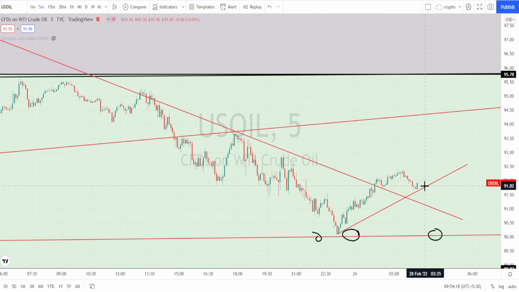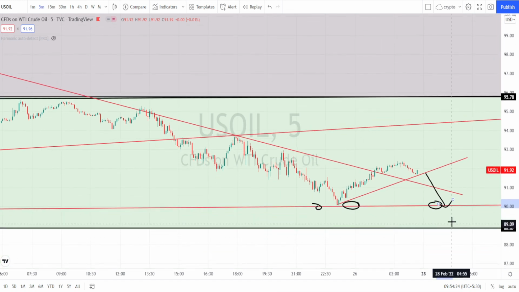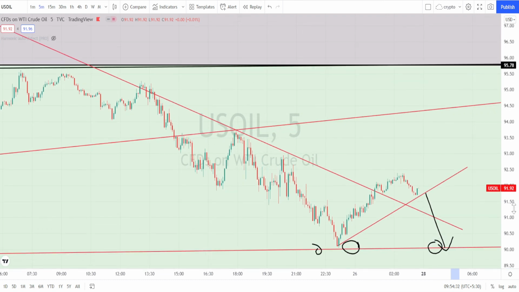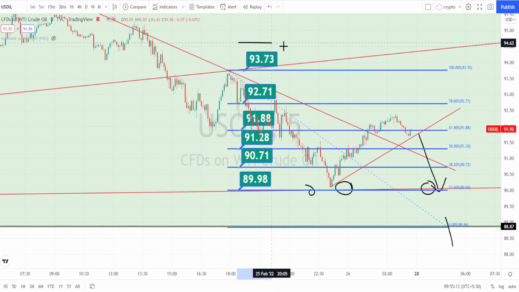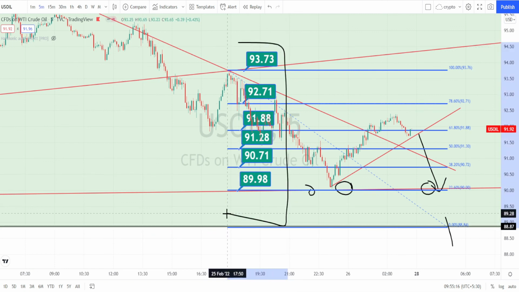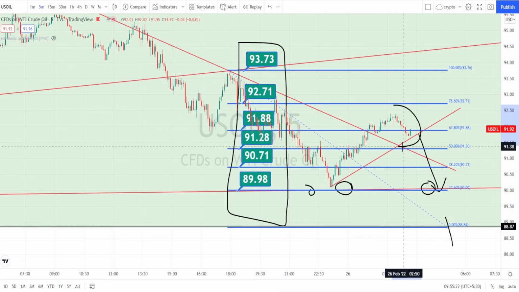So if the price action needs to come on a bearish trend, it has to break this support line in order to start its bearish trend reversal. Let us mark the support and resistance levels using Fibonacci's tool. So these are all the support and resistance levels in 5 minutes time frame, and currently it is trading between this 78.60 and 61.80% level in Fibonacci's tool.